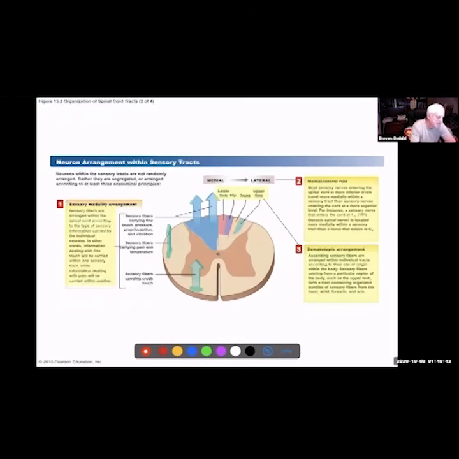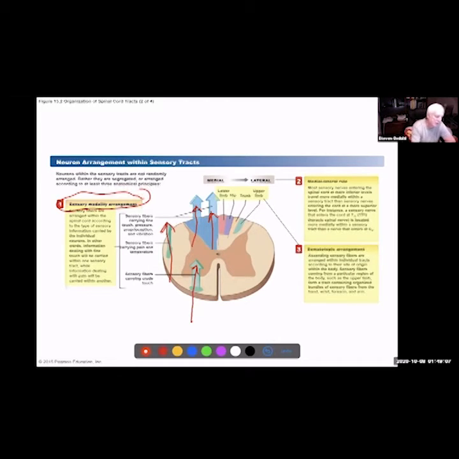Okay, so here's your sensory modality. Sensory fibers are arranged in the spinal cord. Each tract carries a different sensation up the spinal cord. Each one of these tracts will be a different sensation, and each sensation has its own tract.